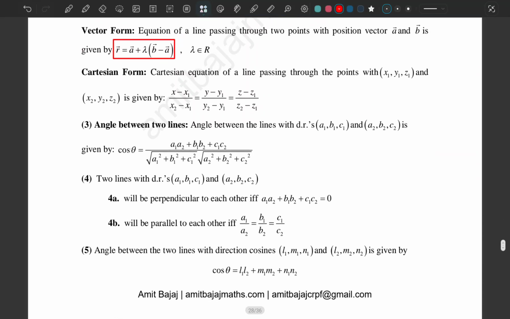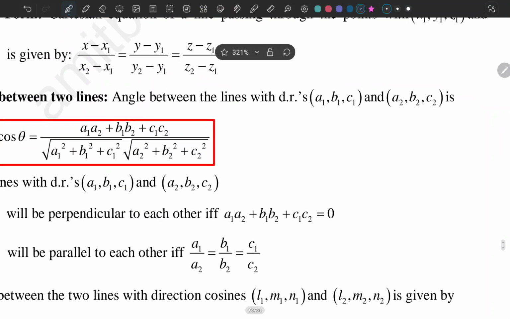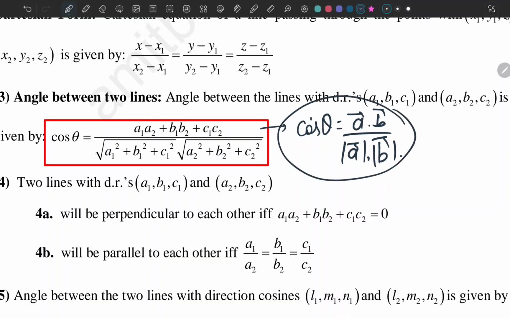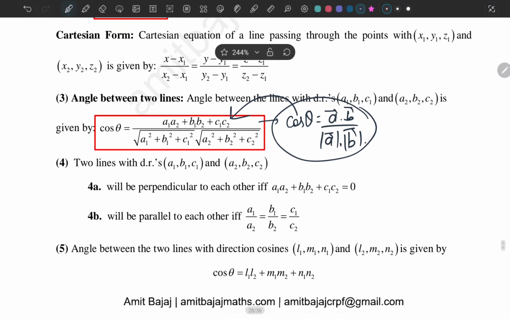Angle between two lines is given by a1 a2 plus b1 b2 plus c1 c2 over the magnitude of the first vector times the magnitude of the second vector. You can easily understand this while using this formula: cosine of theta equals a vector dot b vector over the magnitude of a vector times the magnitude of b vector. So just opened it up, and that's why it is looking quite ridiculous.